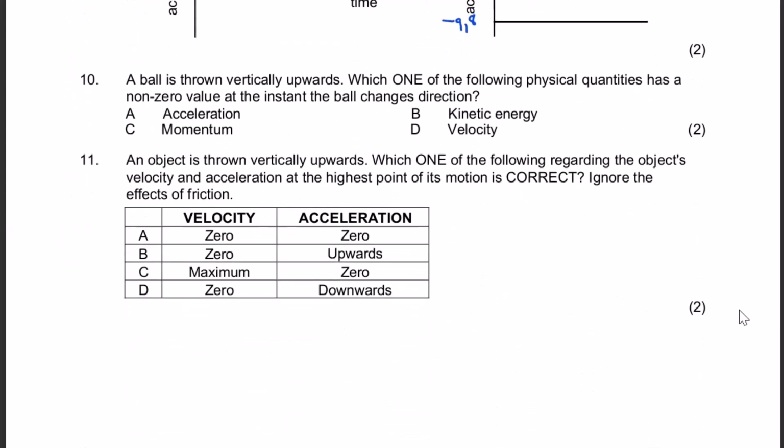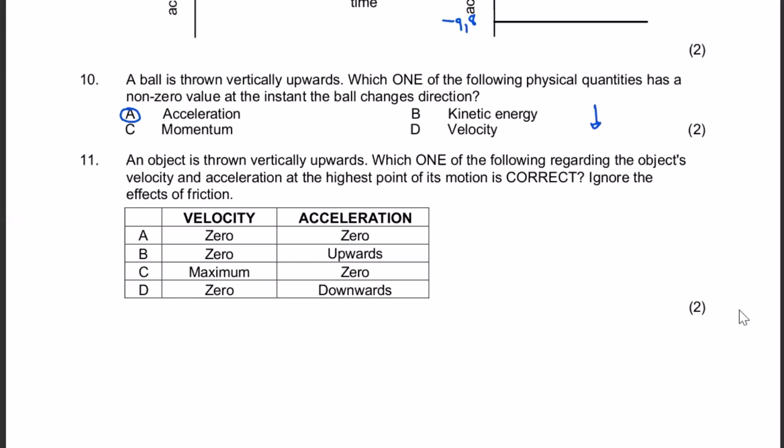Then question 10 says, a ball is thrown vertically upwards. Which one of the following physical quantities has a non-zero value at the instant the ball changes direction? The one that remains the same, remember, is the pull of gravity, the acceleration due to gravity. So I'm going to go for option A, which is our acceleration.